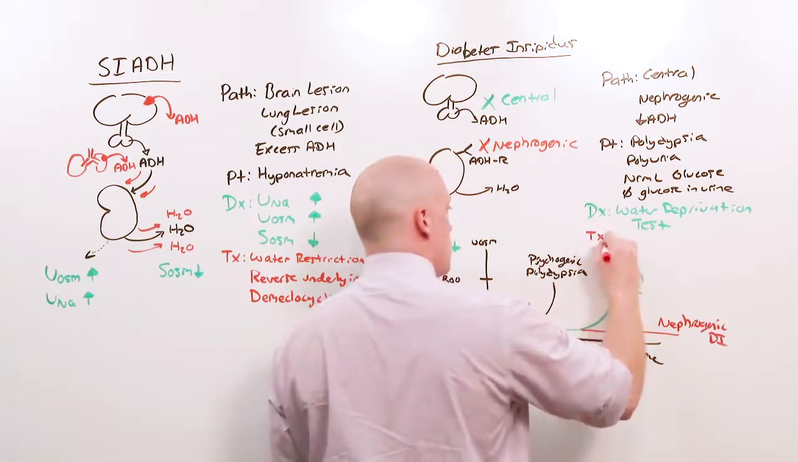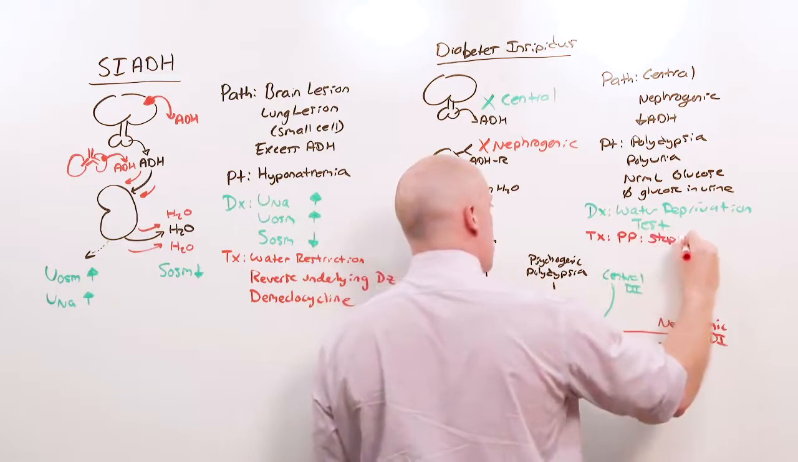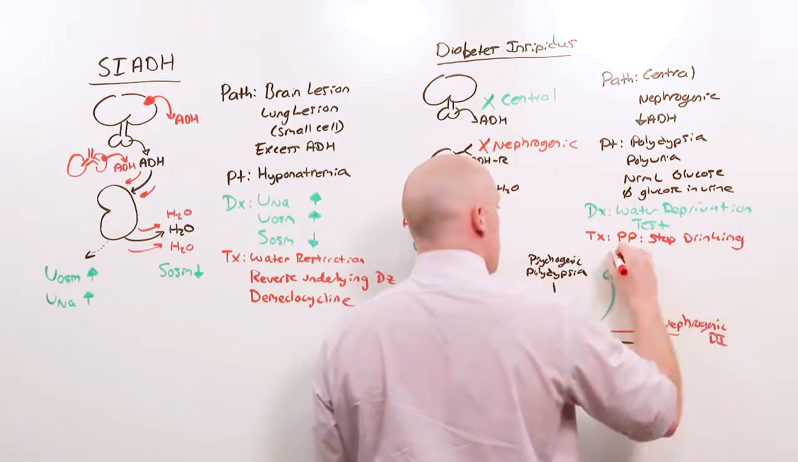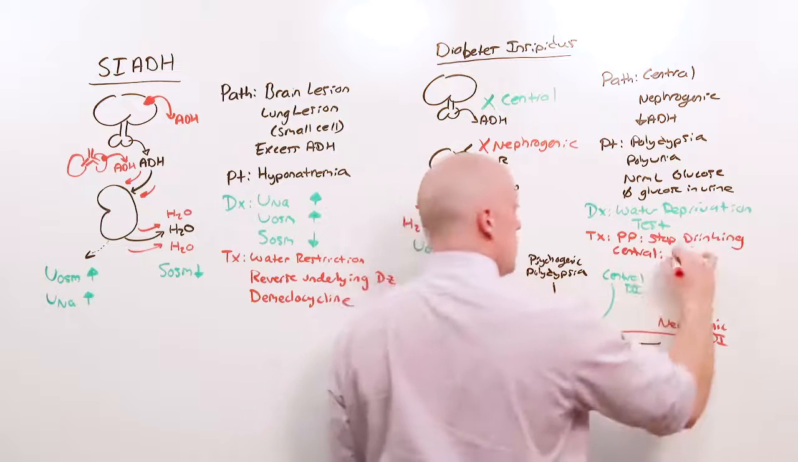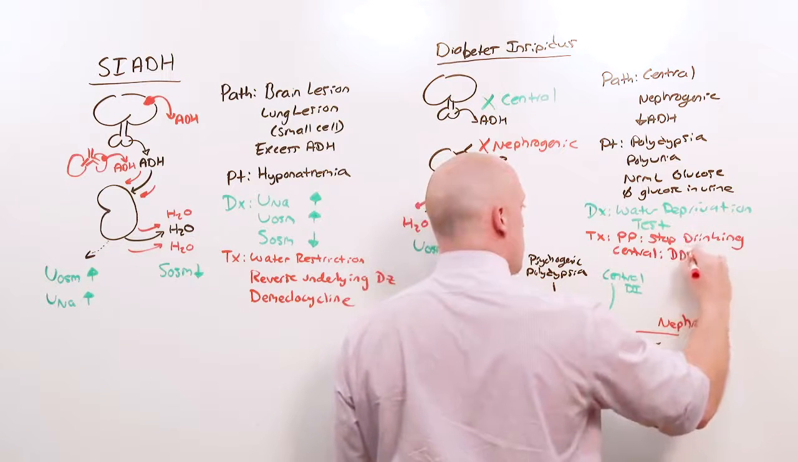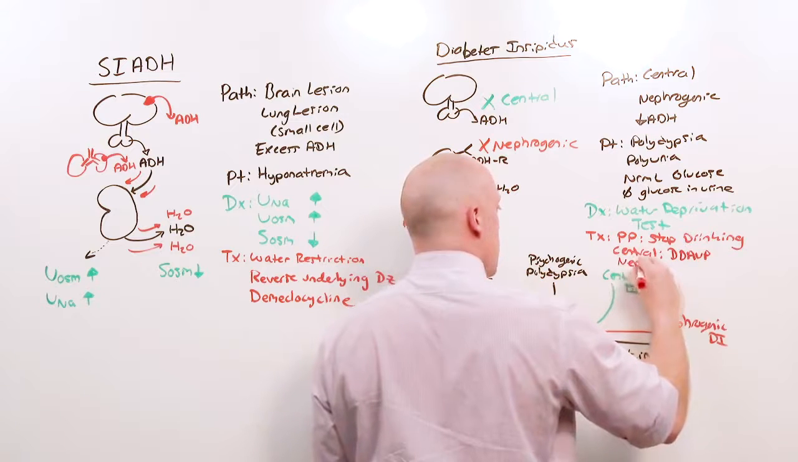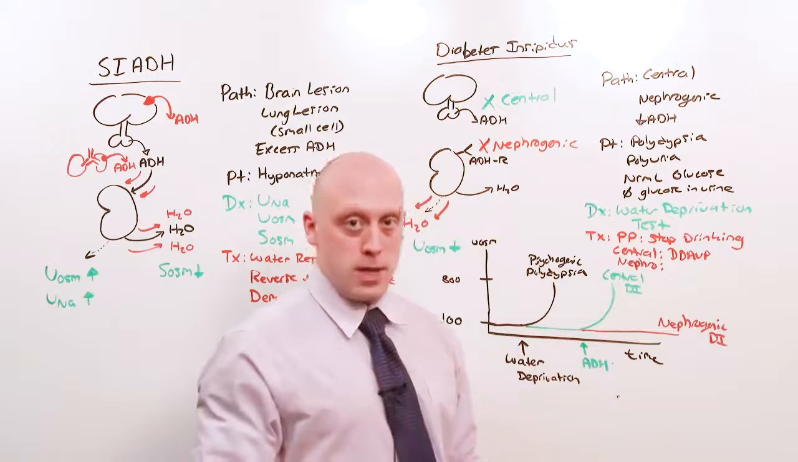The treatment here for psychogenic polydipsia is to stop doing that. Don't drink so much water. The treatment for central DI is to give them what they lack. That's vasopressin, DDAVP, intranasally. And nephrogenic, this is tough to understand why you would do this. I just want you to memorize it and don't worry about the mechanism.